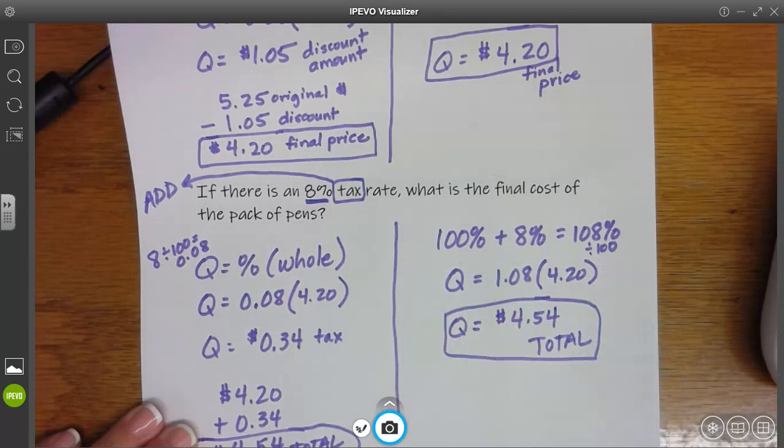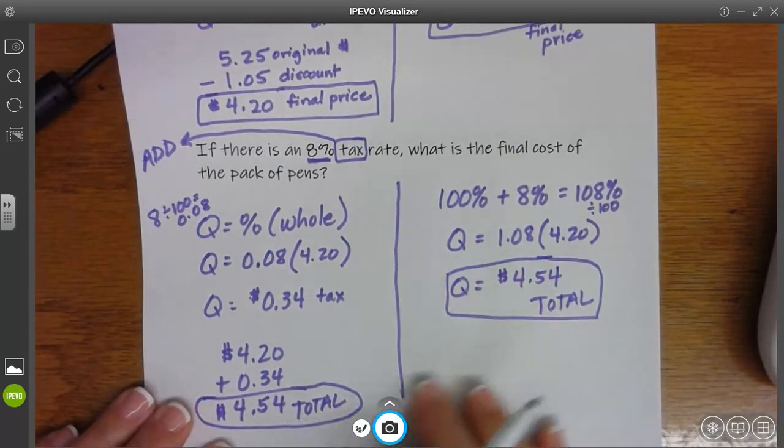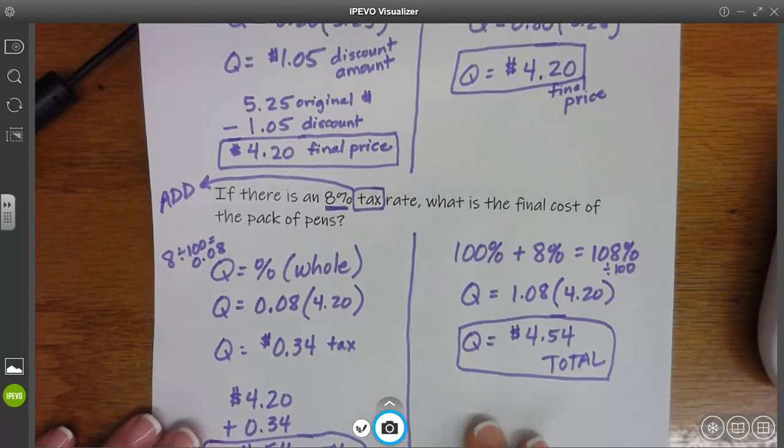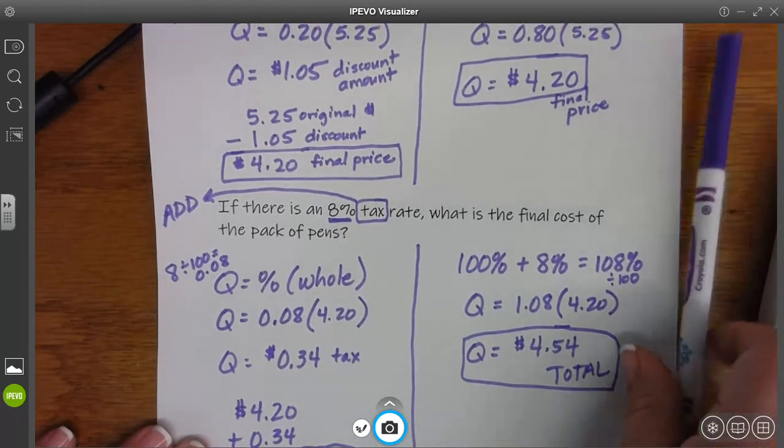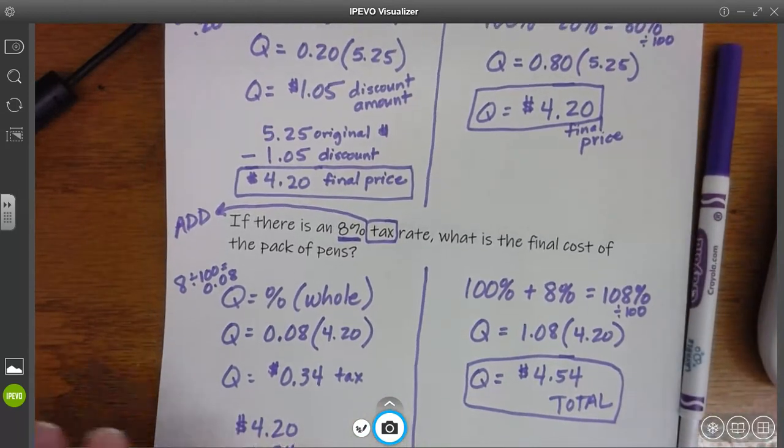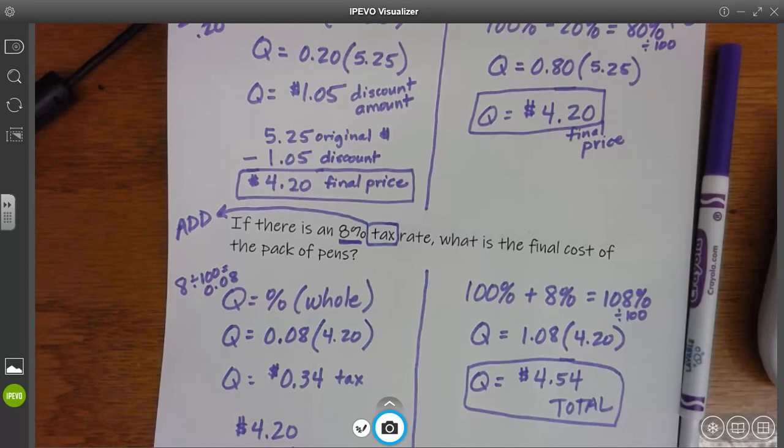And if you look, our two amounts match. So if you have any questions about this, don't hesitate to send me an email or get my attention at school.